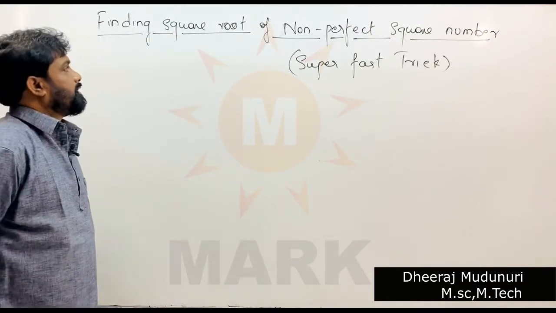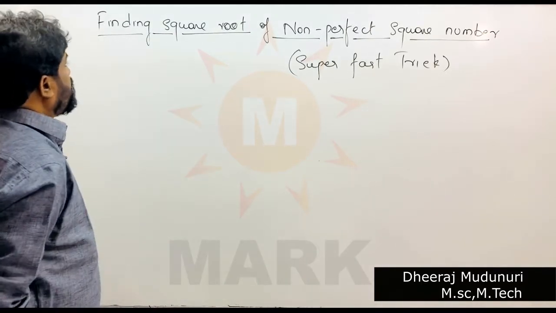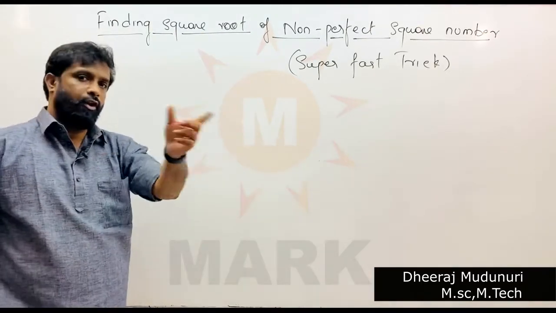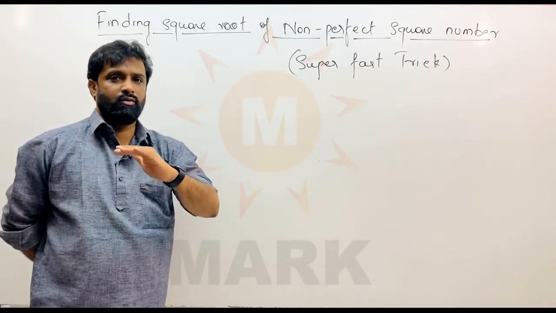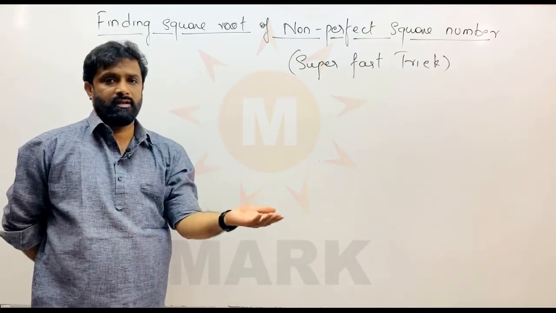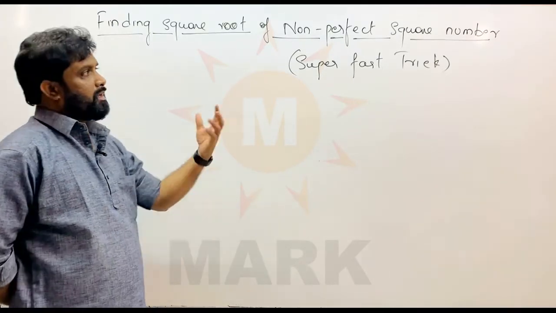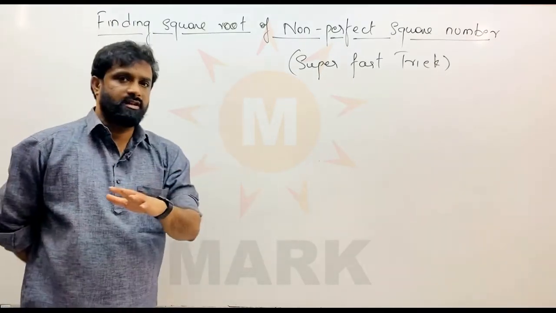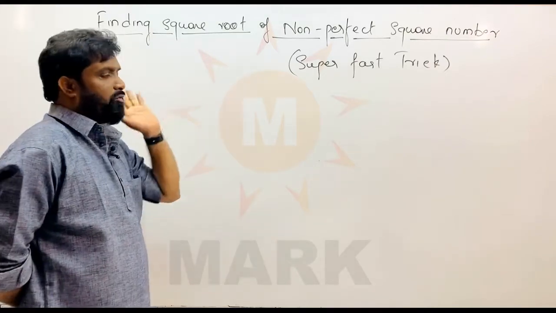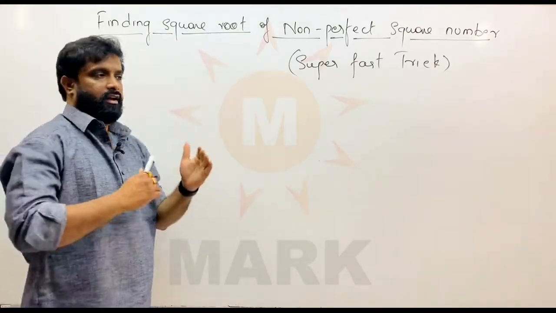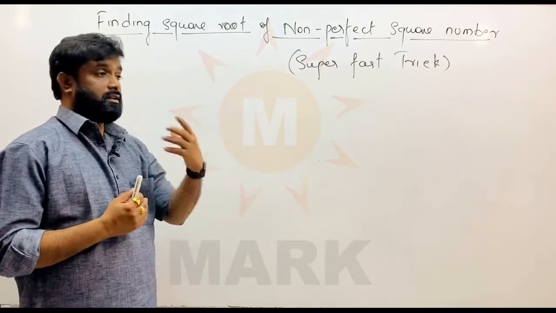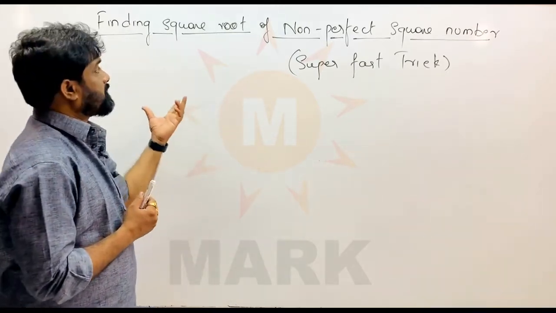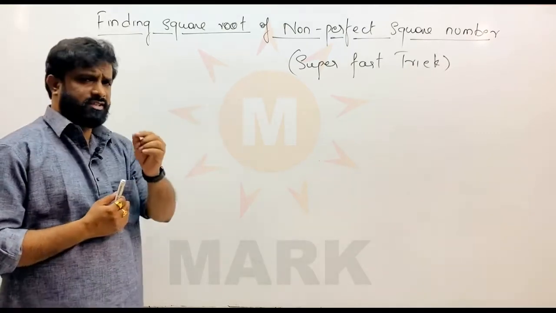Now friends, we will be discussing how to find the square root of a non-perfect square number. Till now we learned how to find square roots of perfect square numbers. Many methods we have learned. In non-perfect squares also, we have discussed the long division method. Now we will discuss a fast technique, some kind of trick, so that you can get the square root of these non-perfect square numbers within seconds.